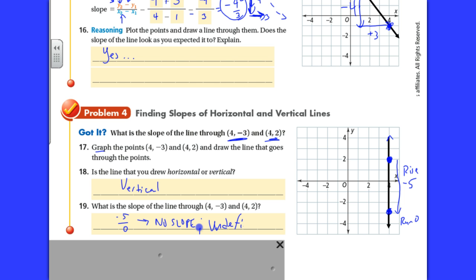And if you recall from the previous chapter, we learned that that is actually not a function. So whenever that happens, you have a graph that's not a function. You cannot have two outputs for the same input, in this case at x is 4 there. So that's how we answer number 19 for us.